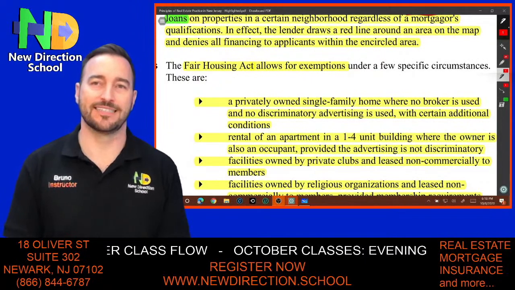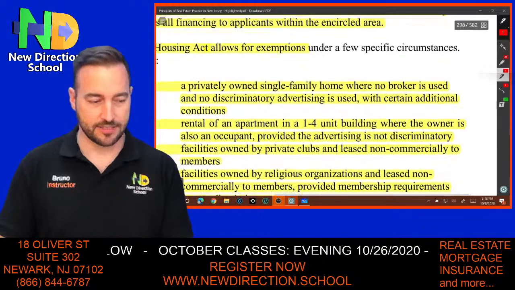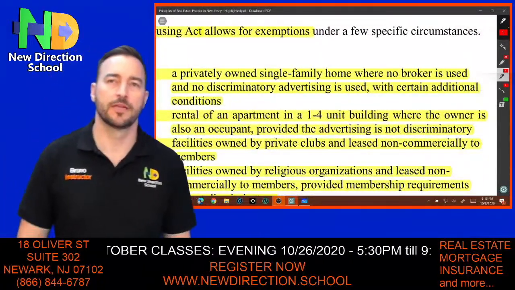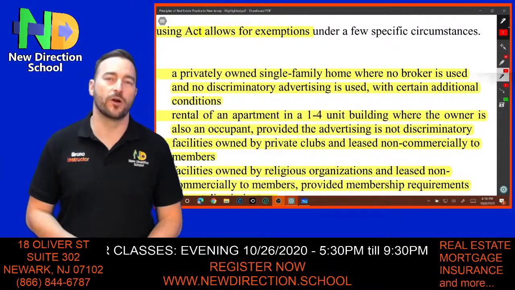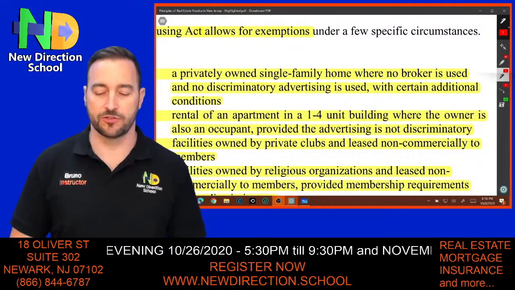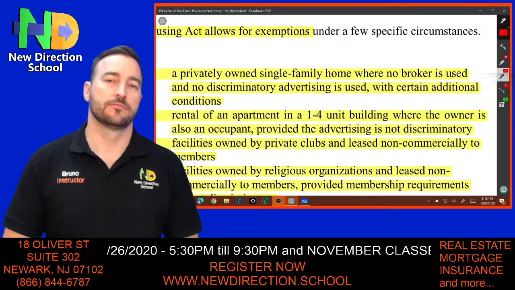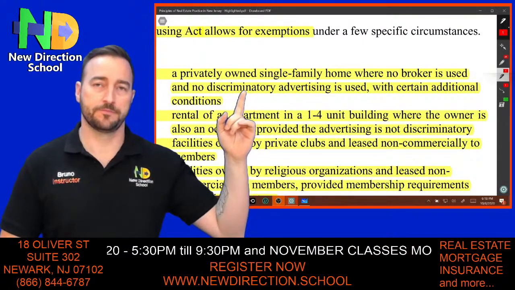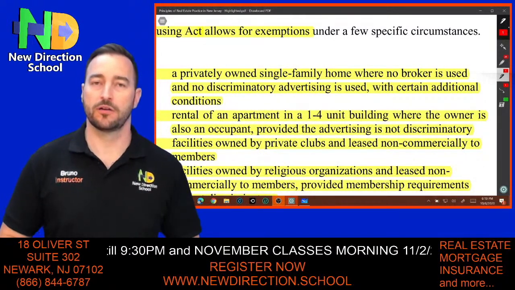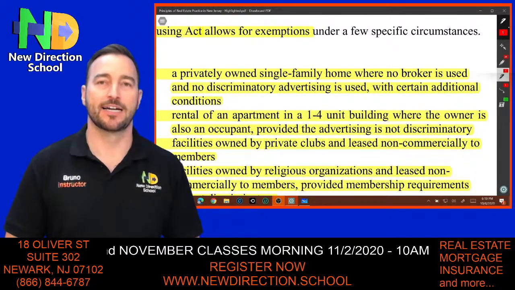So back to this, exemptions in the Fair Housing Act. Again, this is federal, guys. Here's the first exemption. A privately owned single-family home where no broker is used and no discriminatory advertising is used, with certain additional conditions. So can I discriminate as a homeowner of a single-family home? Yes. If I'm not using a broker, yes. If I'm not using direct discriminatory advertisement, yes, I can discriminate.